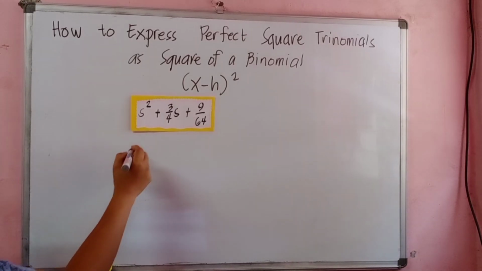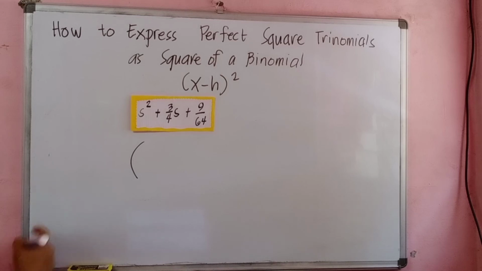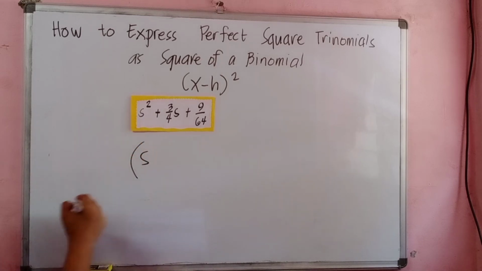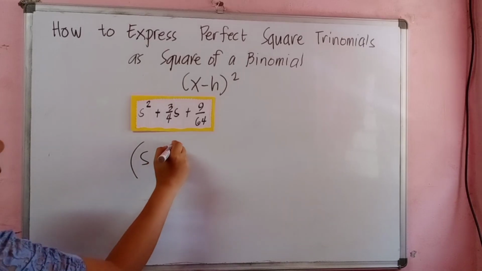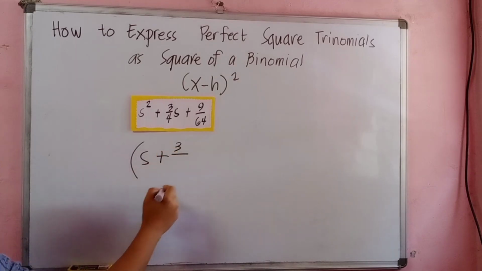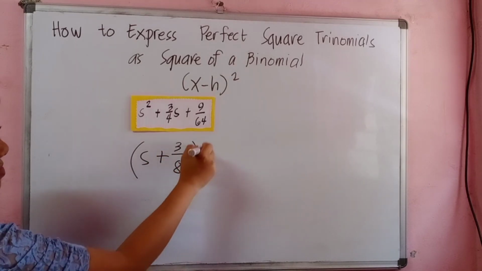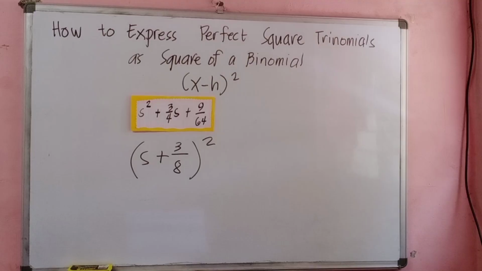Another example here, so we have the same step. Square root of s squared is s, sign of the middle term is positive, square root of the last term. For 9, we have 3, and for 64, we have 8. So we have s plus 3/8 squared.